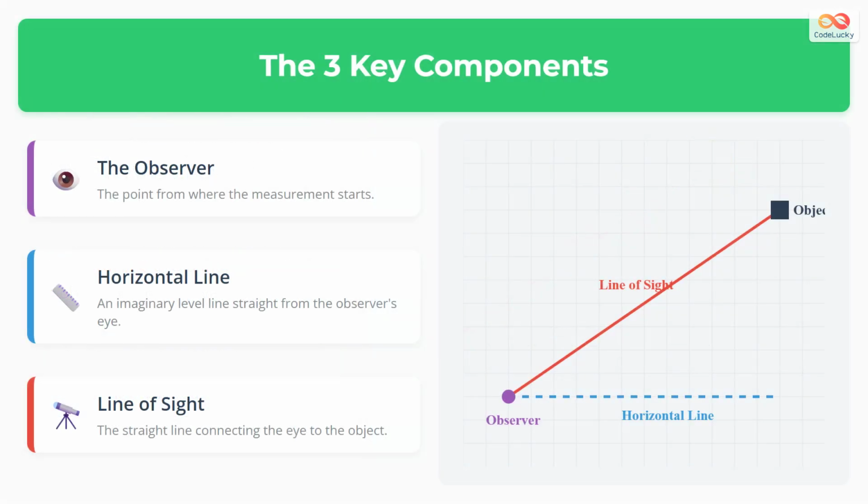There are three essential parts to this setup. First, the observer, which is the starting point. Second, the horizontal line, which is an imaginary level line extending straight from the observer's eyes. And third, the line of sight, which connects the eye directly to the object being viewed.